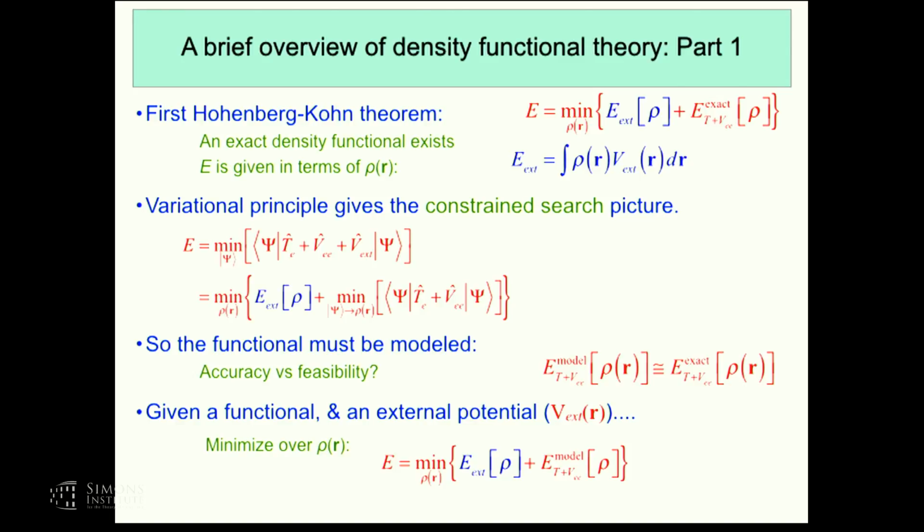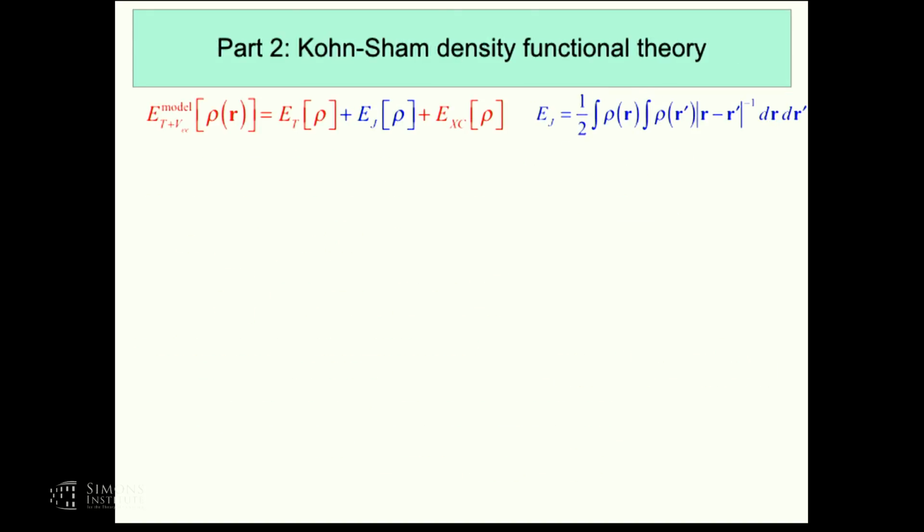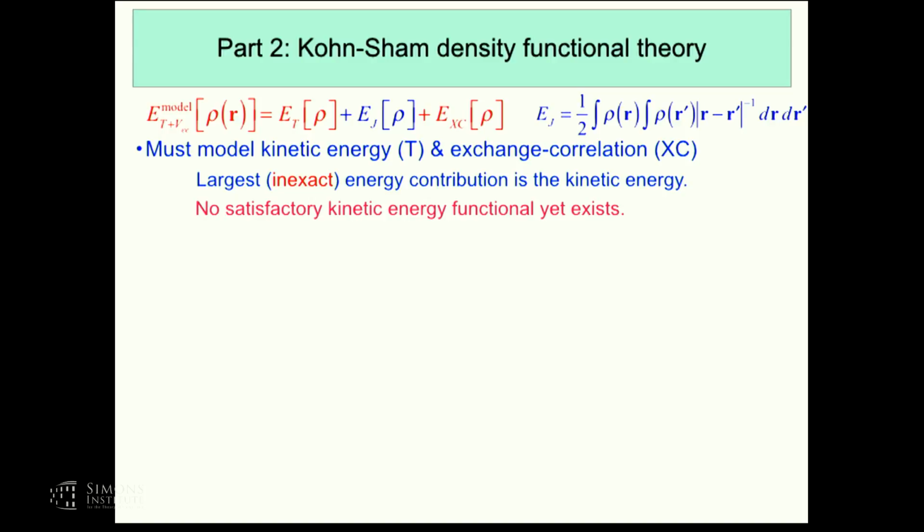Okay, so that was discovered some half a century ago in the mid-60s, and the sad news is that no one has yet succeeded in making a useful functional built in that general framework. So what should go into the model? The kinetic energy, the classical Coulomb repulsion, and exchange and correlation. And numerically, this is the biggest term, and it has been a consistent roadblock. No satisfactory kinetic energy functional exists. The search for one, if one could find one that is feasible, would be very nice.